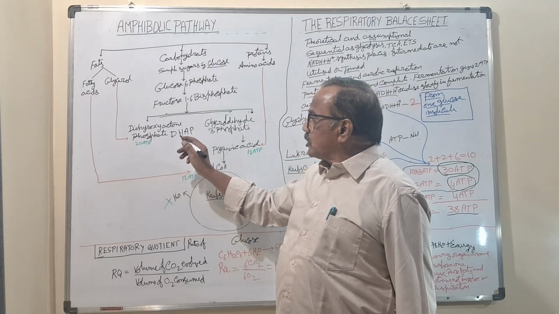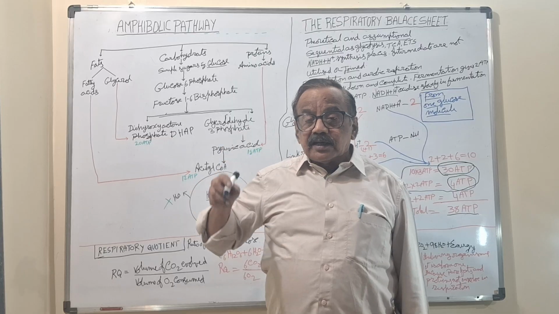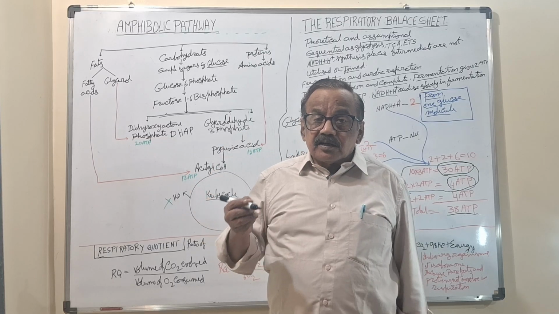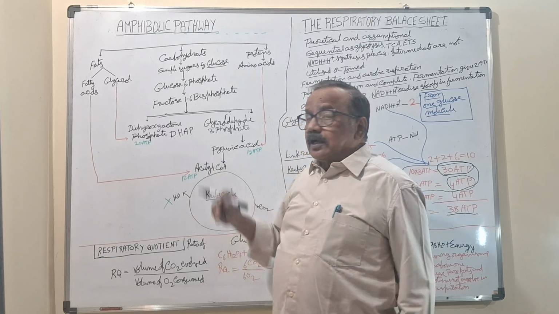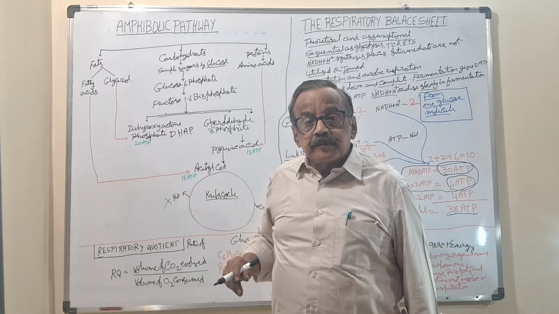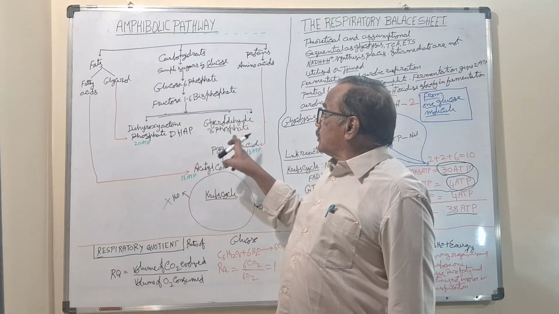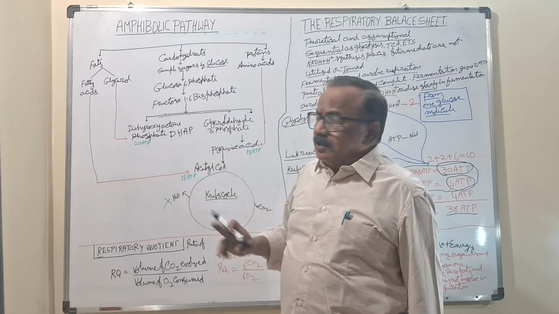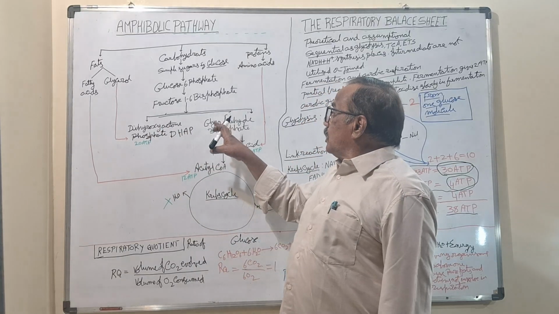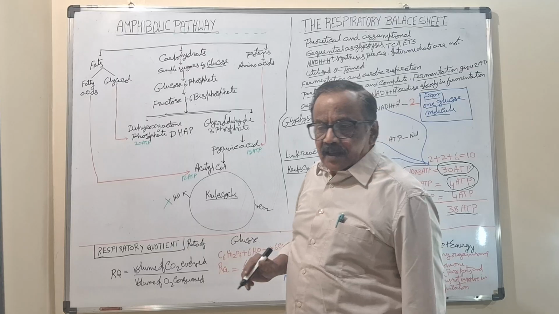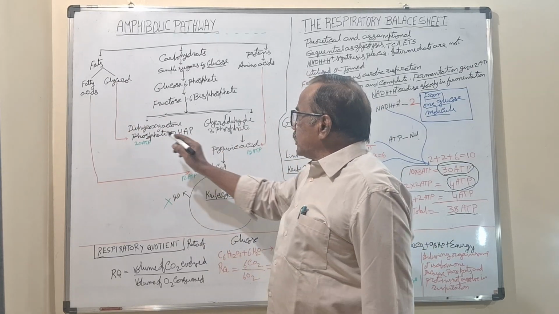To enter into the respiration, glycerol will be converted into which one? Like that also you can ask in the NEET. It will be converted into dihydroxyacetone phosphate. Dihydroxyacetone phosphate and glyceraldehyde 3 phosphate are isomers, so the dihydroxyacetone phosphate will be converted into glyceraldehyde 3 phosphate.